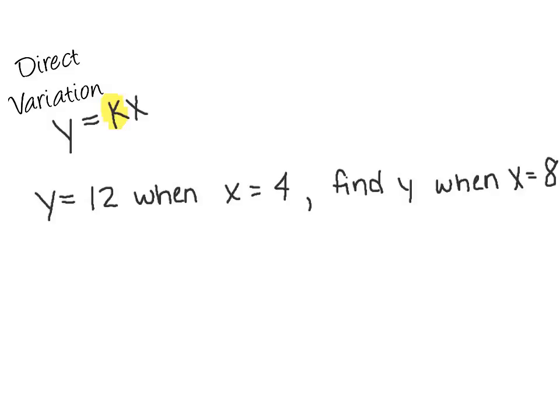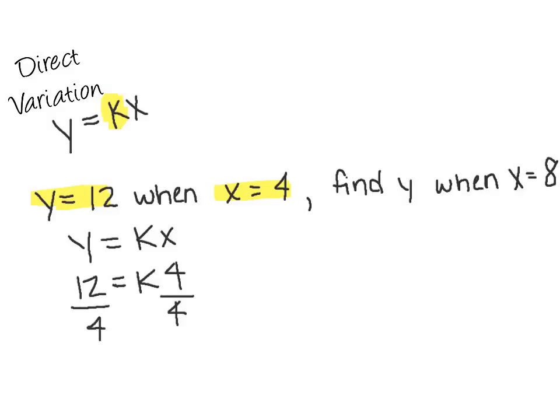So if I have y equals kx, I know my y value, and I know my x value. So I'm going to plug those into my equation. So 12 equals k times 4. And I'm going to solve for k. So I have 3 is equal to k. So this is my direct variation for this situation.